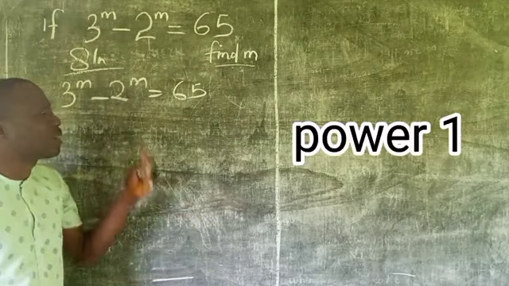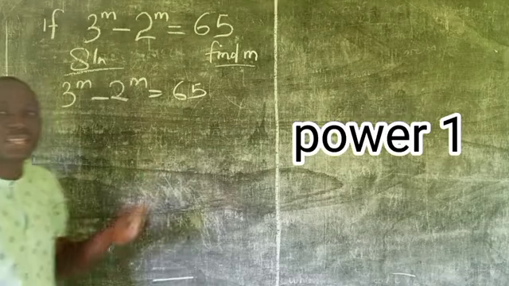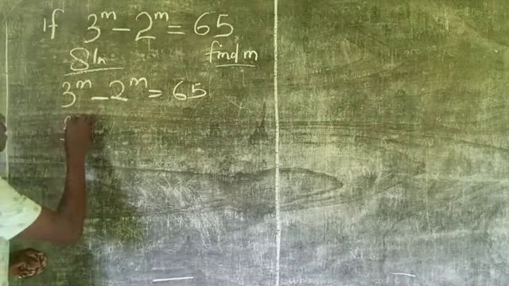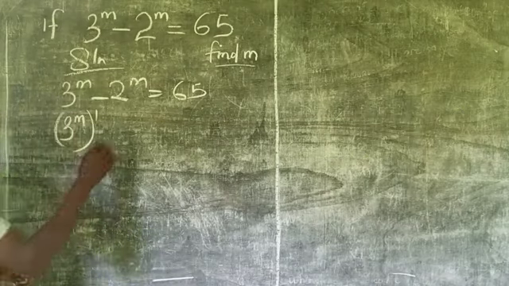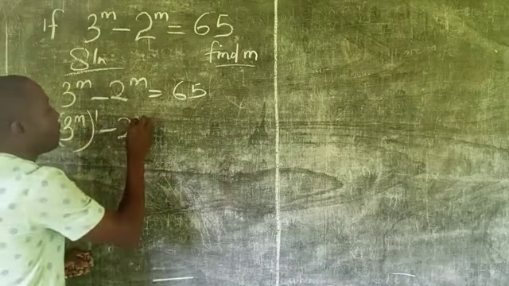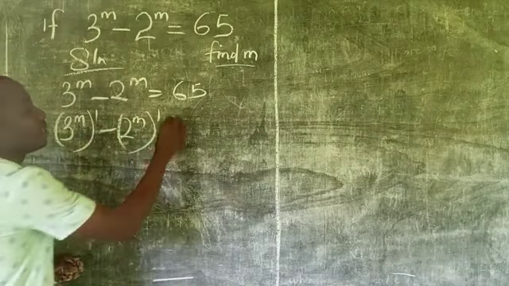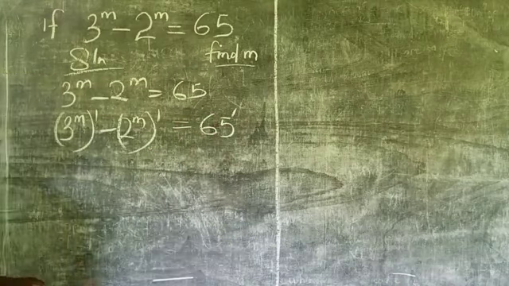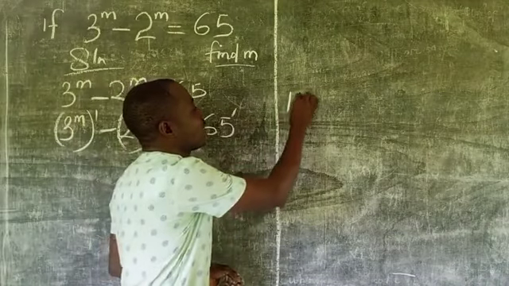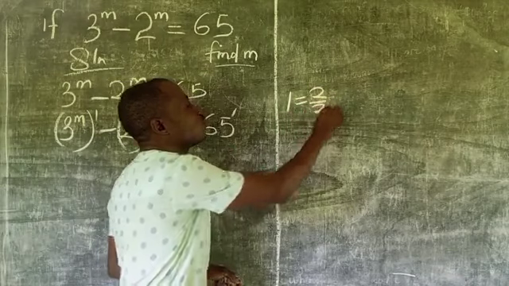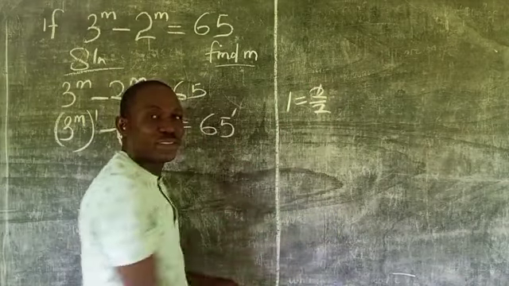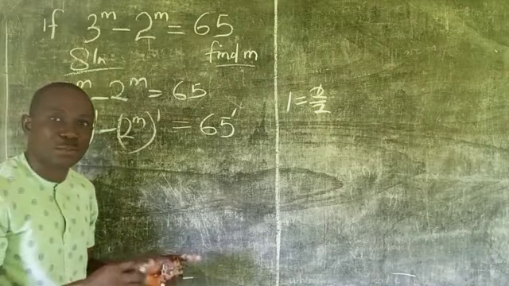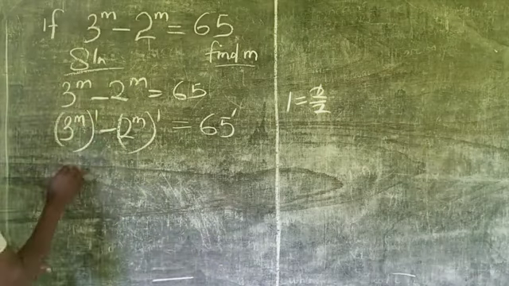If I have n, I cannot bring a square on both sides. So let's raise both sides to power 1 over... that is to say, I write 3 raised to power n raised to power 1 minus 2 raised to power n raised to power 1 equals 65, of course, it's raised to power 1. But I can say 1 is equal to 2 over 2. If 2 cancels 2, it's definitely going to be 1. So if I replace the 1 by 2 over 2, I'm introducing the concept of the difference of two squares. That's why I'm doing this.